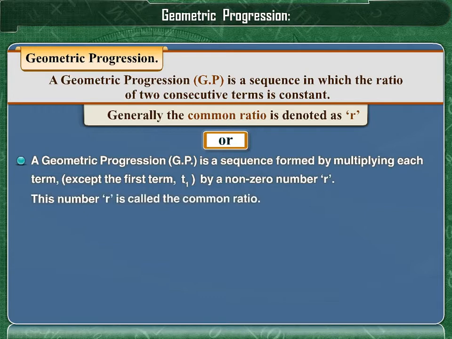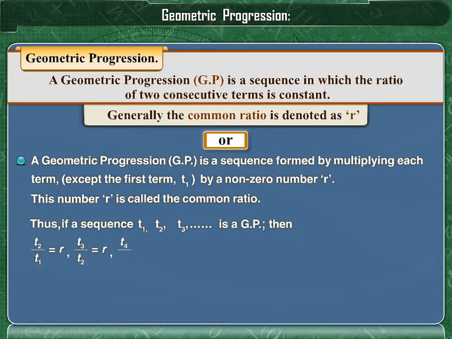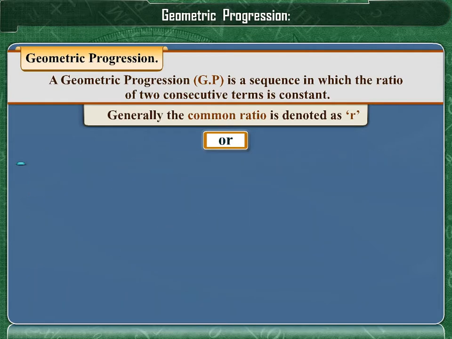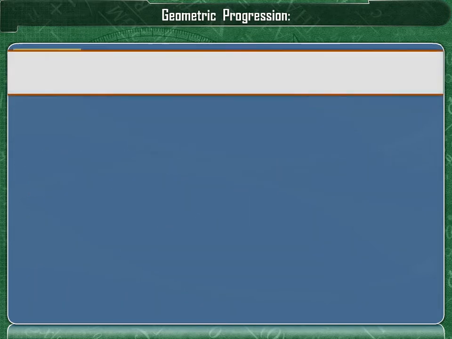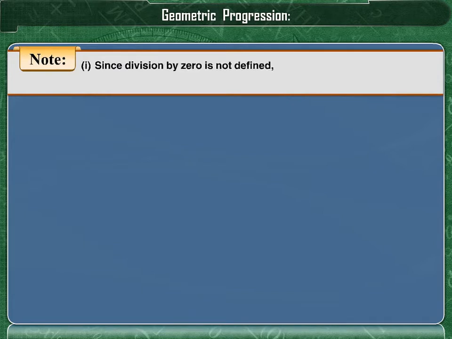Thus, if a sequence T1, T2, T3 and so on is a GP, then T2 upon T1 is R, T3 upon T2 is R, T4 upon T3 is R, and so on. That is, T2 is T1 into R, T3 is T2 into R, T4 is T3 into R, and so on. Since division by 0 is not defined, neither the common ratio nor any term of a GP can be 0.